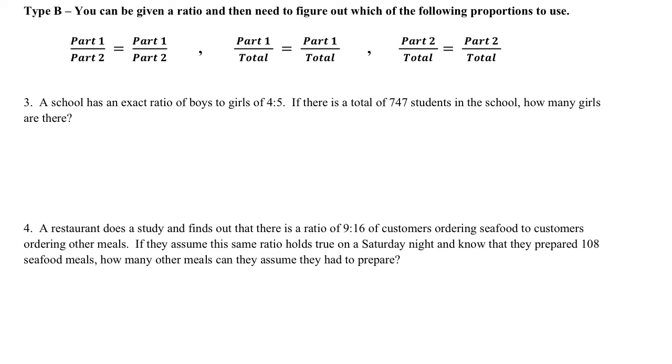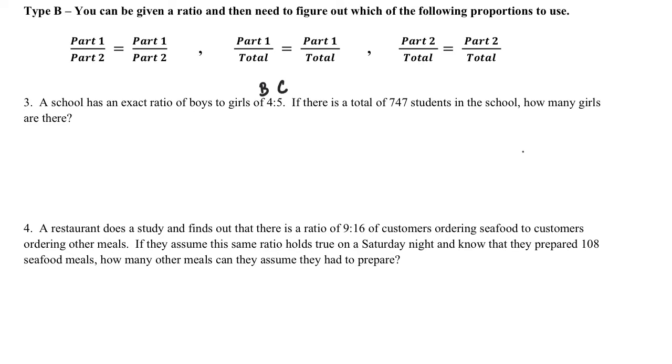So we're going to talk a little bit more in depth about some proportions, and we're going to get into working with totals now. So remember, we had this breakdown of saying we could compare the two parts in a ratio, or we could compare a part to the total. So here we're working with a problem. A school has an exact ratio of boys to girls. Sometimes I just like to write that above the numbers so I remember which one's boys, which one's girls.